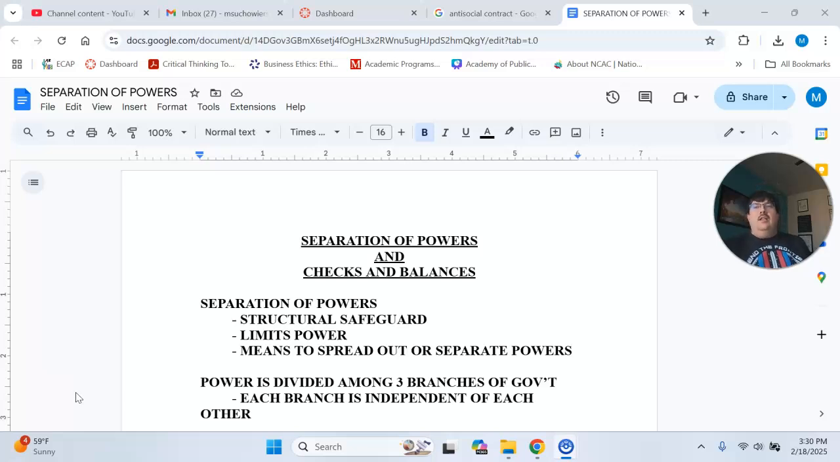Today's topic is on separation of powers and checks and balances. So the goal today is we are going to go over how our powers in our national government are separated and how they check and balance each other.